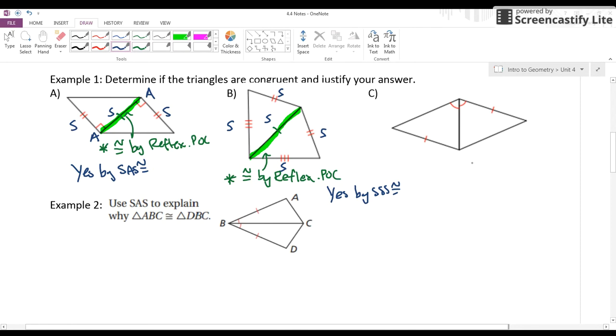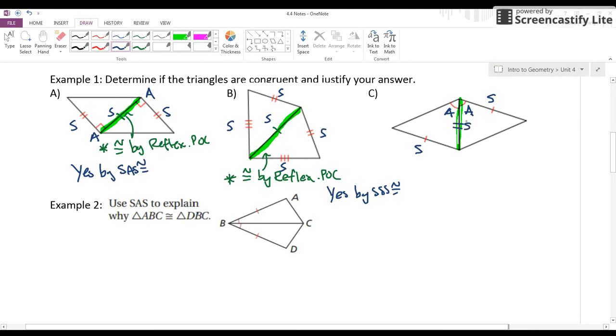So again, think about what you need to know for SSS and SAS and if it'll work. So if I look here, I've got a pair of congruent sides. I've got a pair of congruent angles, right? No information about the other sides out here, so probably not going to be SSS. Since I have an angle, I really want to try for SAS. So once again, let's look for that reflexive side right here. So I've got this reflexive middle side, but look at this carefully.